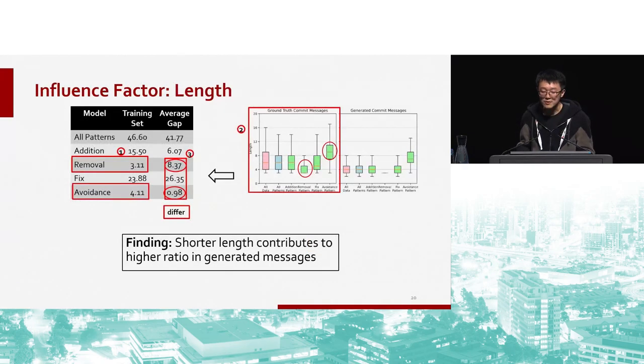The first influence factor is the length. Let's focus on the removal and the avoidance pattern. These two patterns have a similar pattern ratio in the training set. But the avoidance pattern is generally longer than the removal pattern. Therefore, the gap of the removal pattern is larger, because shorter commit messages are easier to learn, and the models tend to generate messages of short length.